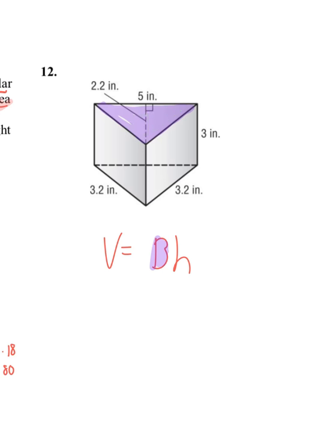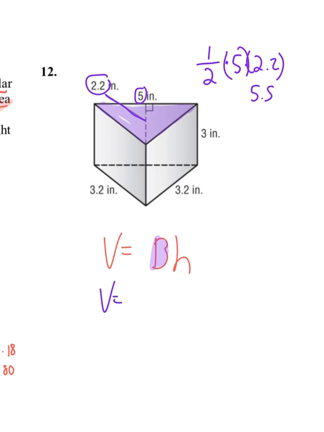So when I do that, remember, it's half times the base of that triangle is 5, times the height of that triangle is 2.2. See how it's pointing there? All right, so half times 5 times 2.2. And when you type that in, you get 5.5. So we have big B is 5 and a half, 5.5.